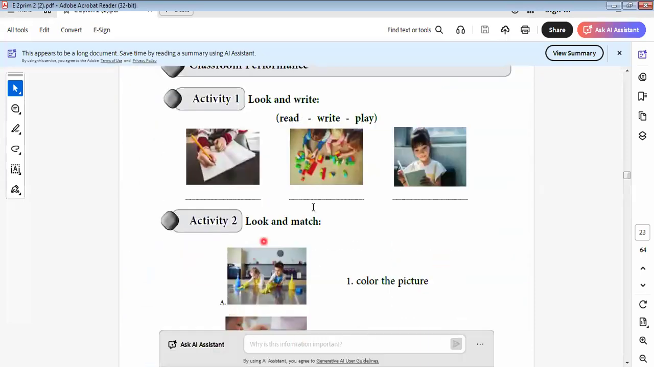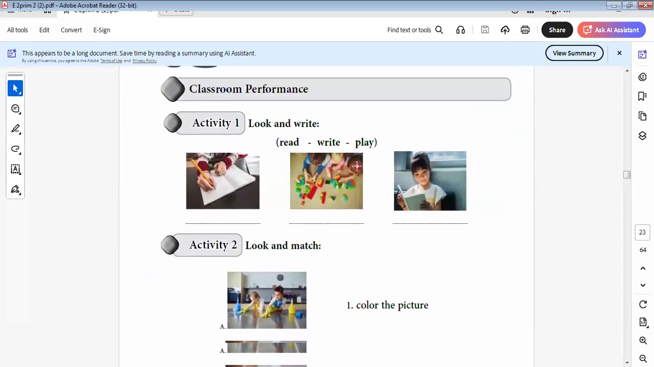Okay, let's go to the last unit that will be in your exam, lesson 1 and lesson 2, which is unit 3. Here we use the actions. What does this picture refer to? Here I say write. Here play. It will be here read. So these are the actions that we use in the classroom. So we have here write, play, and read.